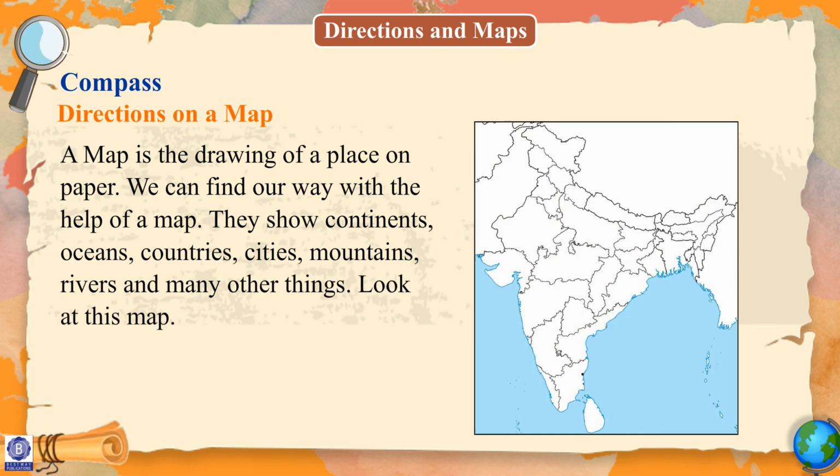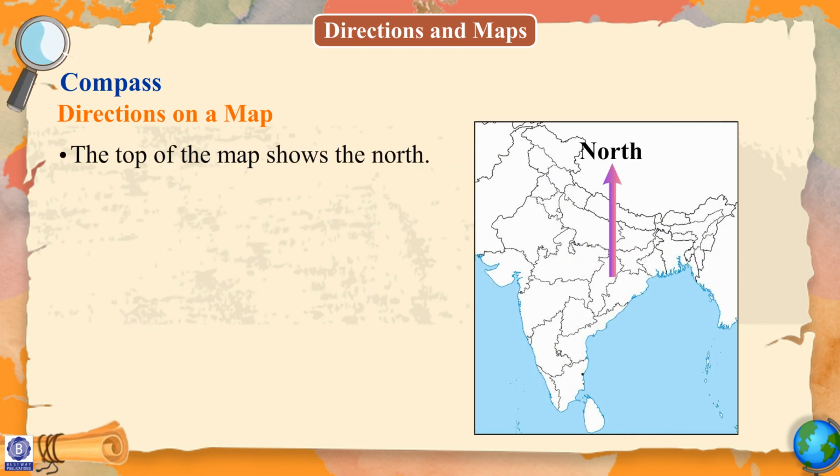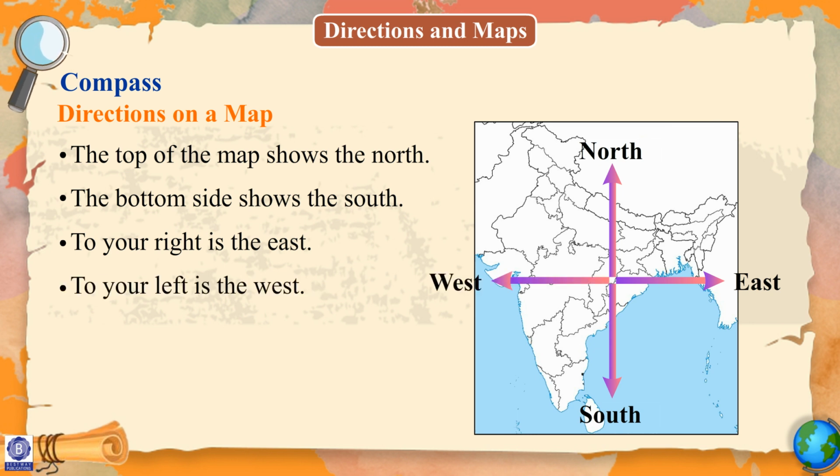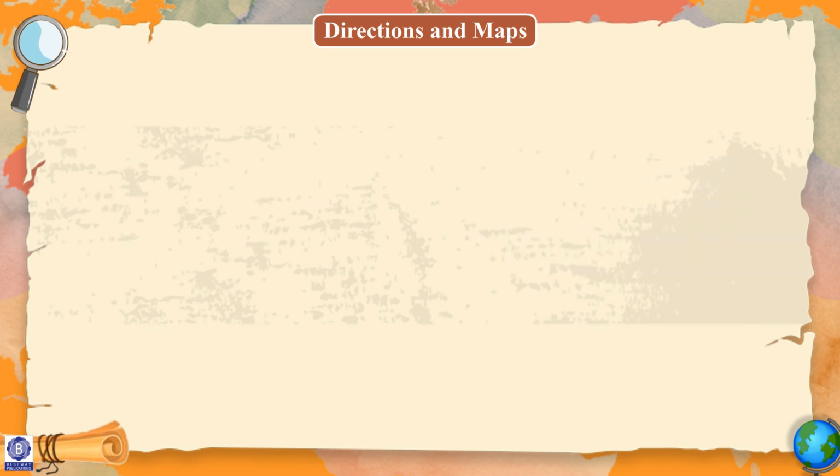Look at this map. The top of the map shows the north. The bottom side shows the south. To your right is the east. To your left is the west. These directions help us to understand a map.